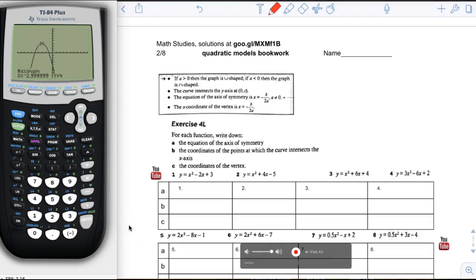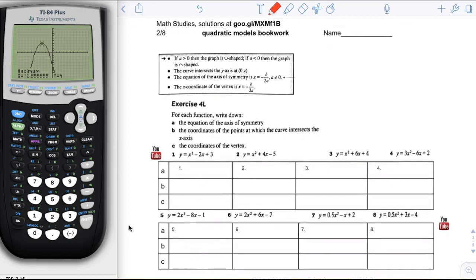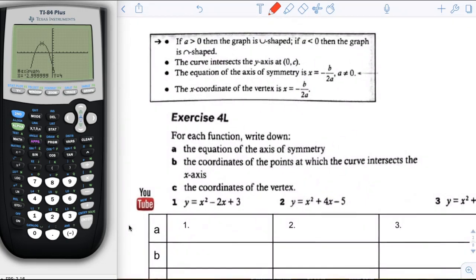Page 2 of quadratics for math studies. Here's a little review of things that we discovered in our investigation. If a is positive, then the graph is shaped like a U. And if a is negative, then the graph is shaped like a hill.